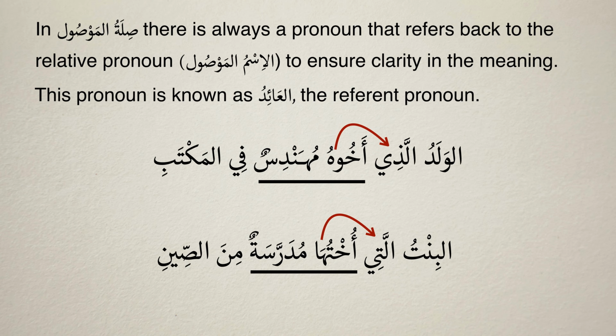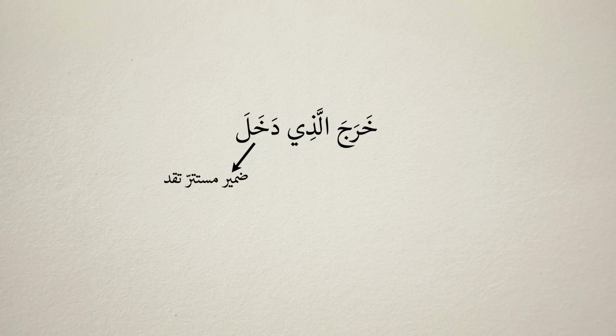Now, let's have a look at some examples with الجملة الفعلية as صلة الموصول. First example, خرج الذي دخل. We see دخل following الذي, which is صلة الموصول, and its pronoun is hidden, which I have explained in my previous lesson, that its فاعل is ضمير مستتر تقديره هو, يعني a hidden pronoun estimated to be هو, and its meaning is the same as the sentence هو دخل.